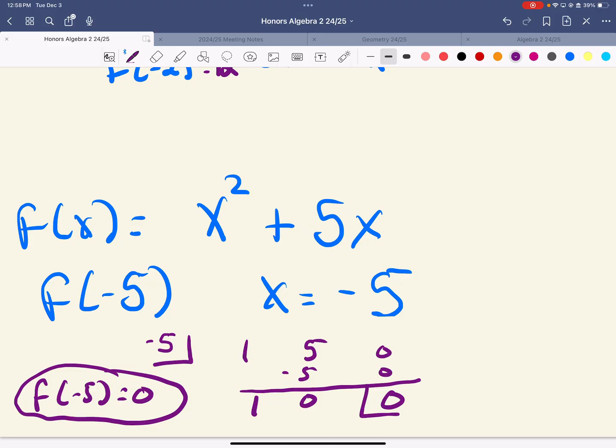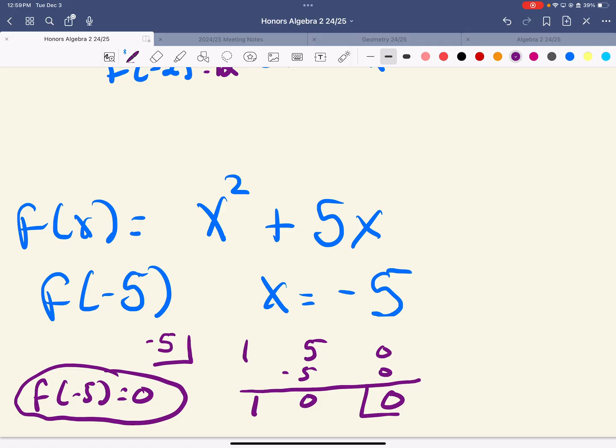So we've talked about this quite a bit. What happens if we get a 0 as a remainder? What does that mean? If we had x squared plus 5x, and I divided that by x plus 5, and I got a remainder of 0, what did we say about the x plus 5? It was a factor of it.